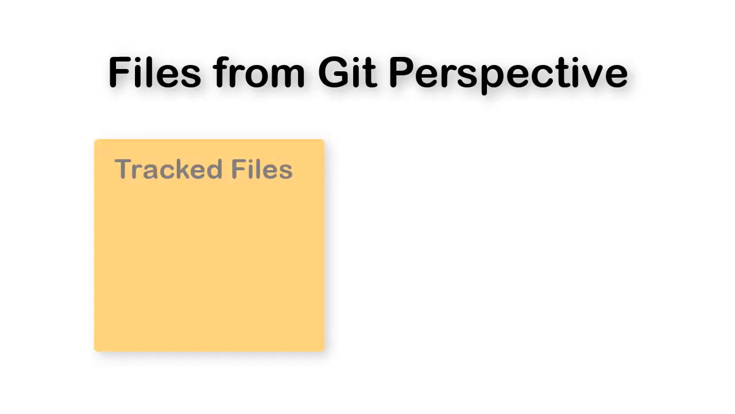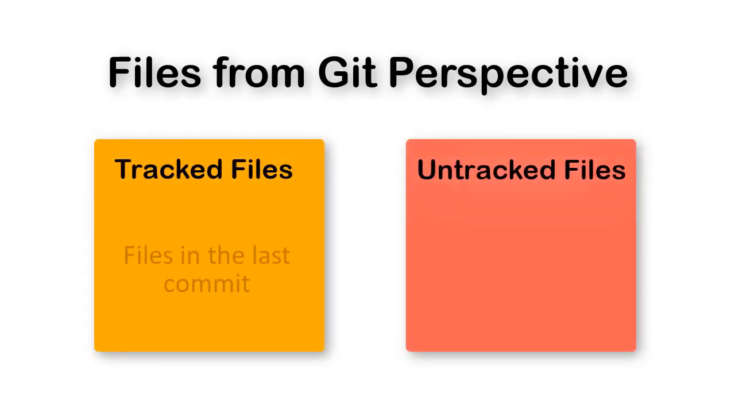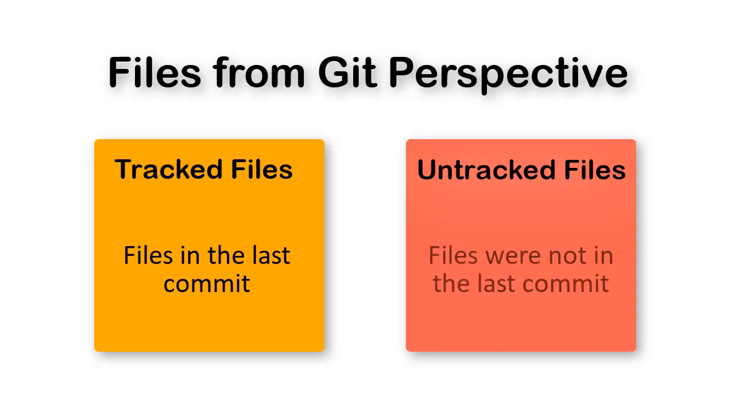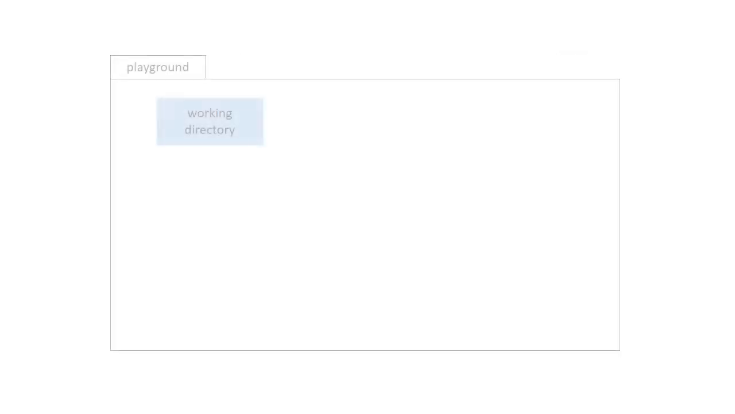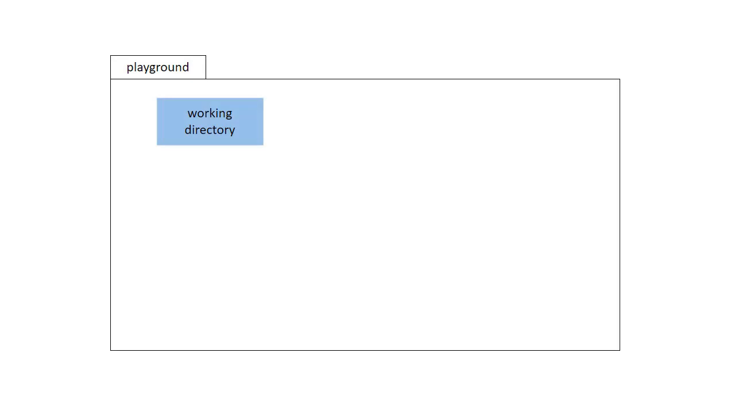From Git perspective, a file can be in one of two states, tracked or untracked. Tracked files are files that were in the last commit in the Git repository. Basically, they are the files that Git knows about. And untracked files are any files in our working directory that were not in our last snapshot and are not in our staging area. There are three working areas in Git.